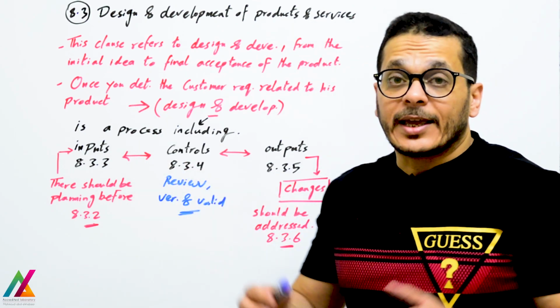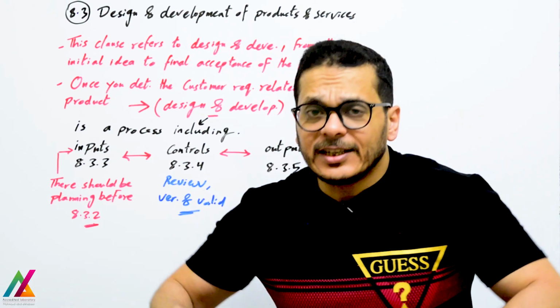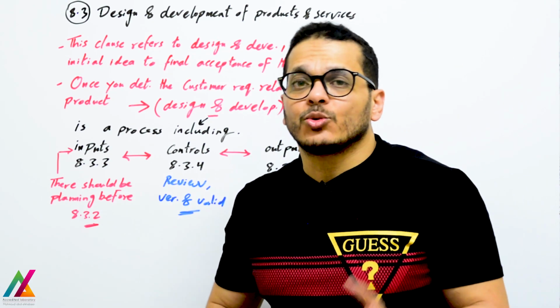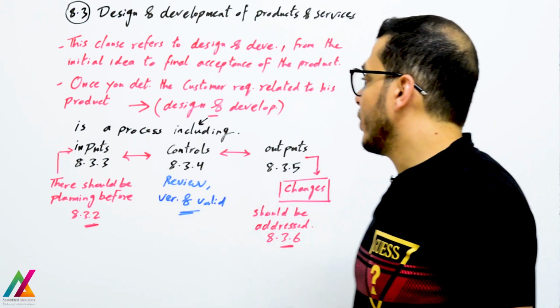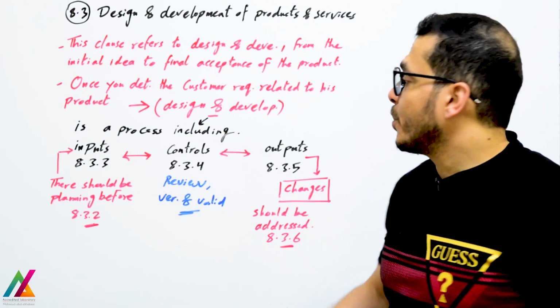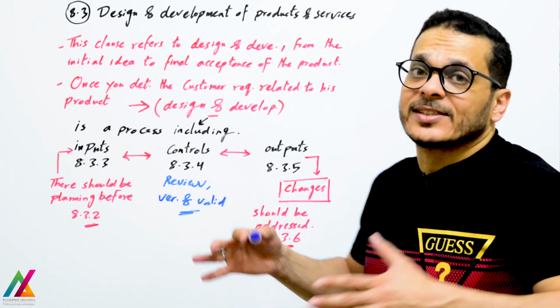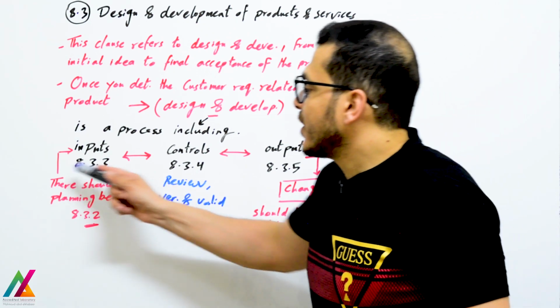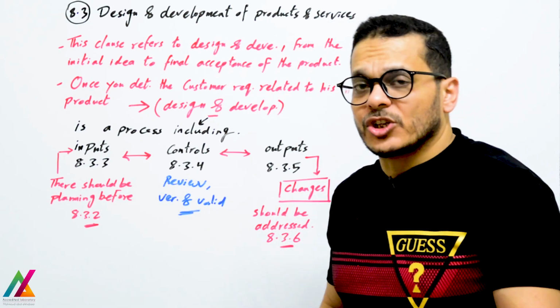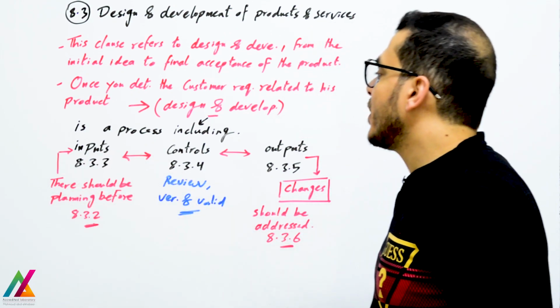Once you determine the customer requirement relating to the product, then you will go to the next stage, which is design and development for the product or service. So design and development is a process including different stages. These are the sub-clauses here. First, you should plan. Each process you shall start with planning for this process. So there should be planning before.